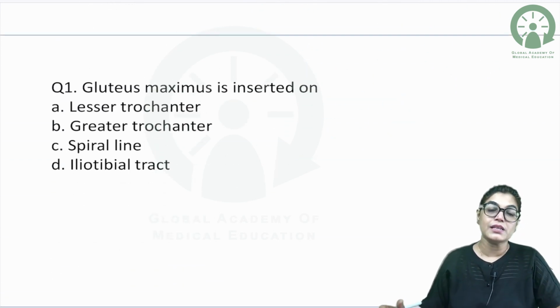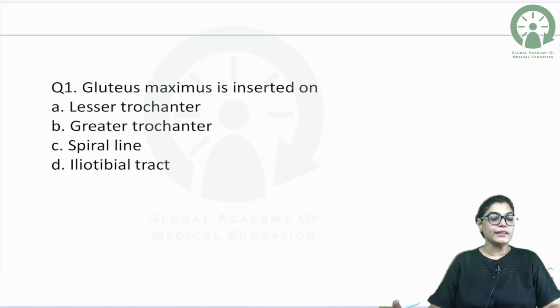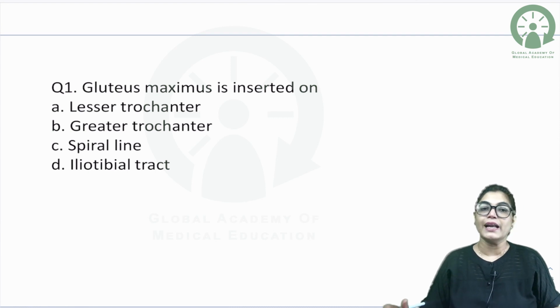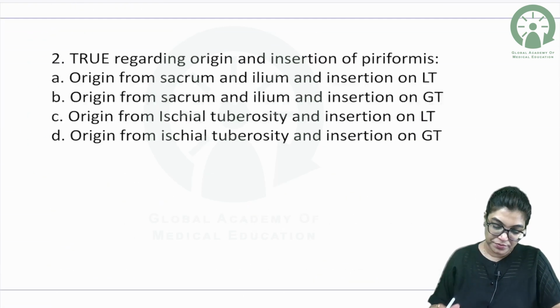Gluteus maximus muscle inserts on. I told you in iliotibial tract, two muscles are inserting. One is gluteus maximus muscle and the other is tensor fascia lata.